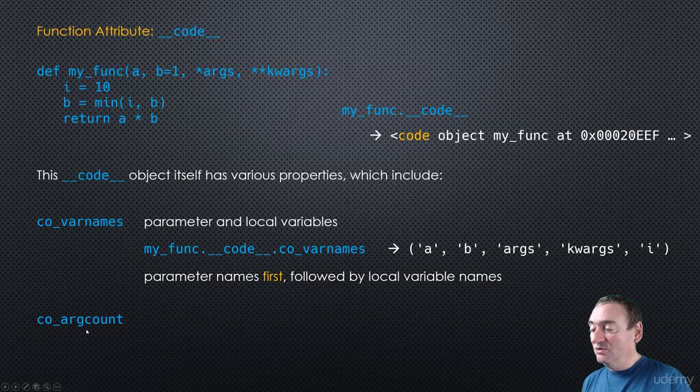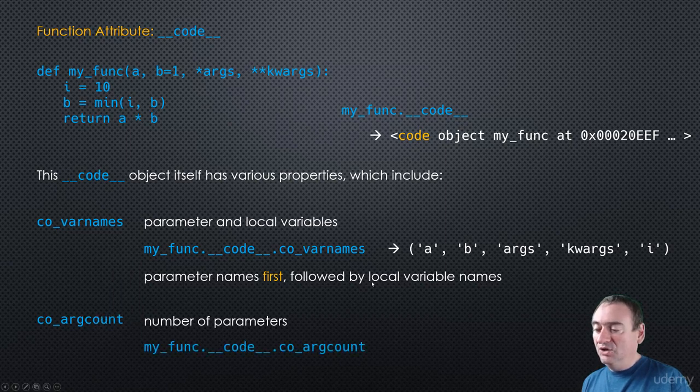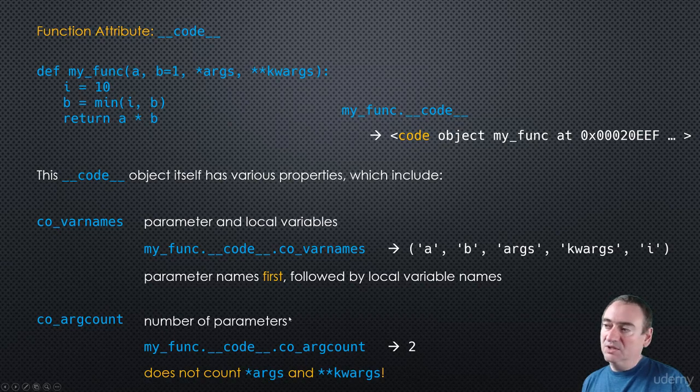We can also look at co_argcount. That will return the number of parameters. So it's going to count the number of parameters. But you'll notice if we make this call, we get a value of 2 back. It does not include the star args and the star kwargs. So when you do your count, it doesn't include these guys over here. It will include any positionals or any keyword-only arguments, but it doesn't include those two over here.